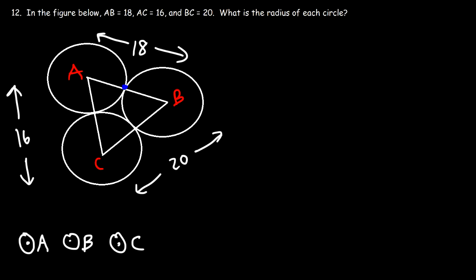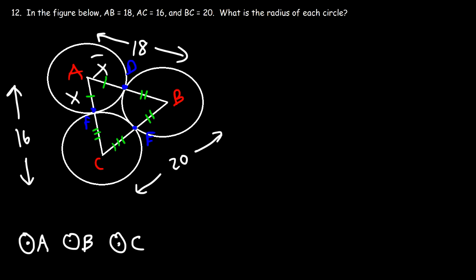So let's label some other points. Let's say this is D, E, and F. Notice that AD and AF are congruent. They represent the radius of circle A. So let's call this X. Now, BD and BF are congruent. They represent the radius of circle B. And also, FC is congruent to CE because that represents the radius of circle C.